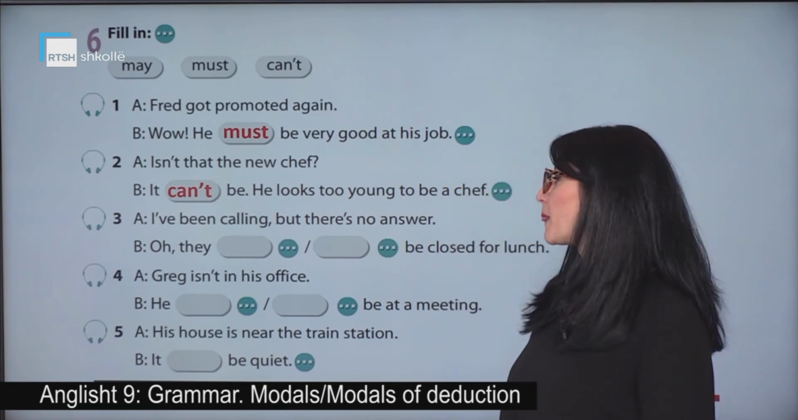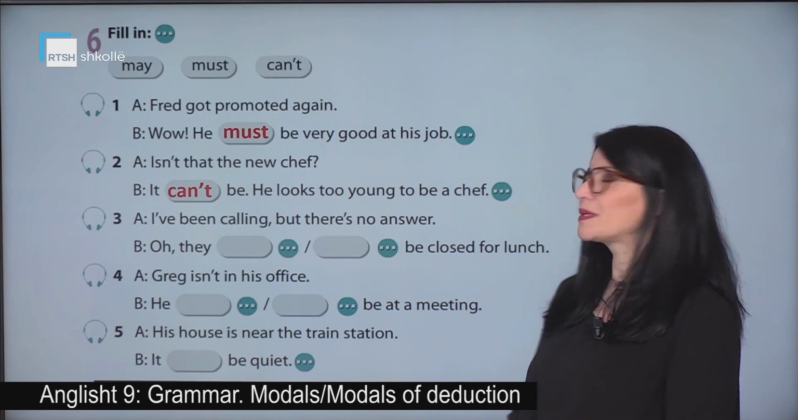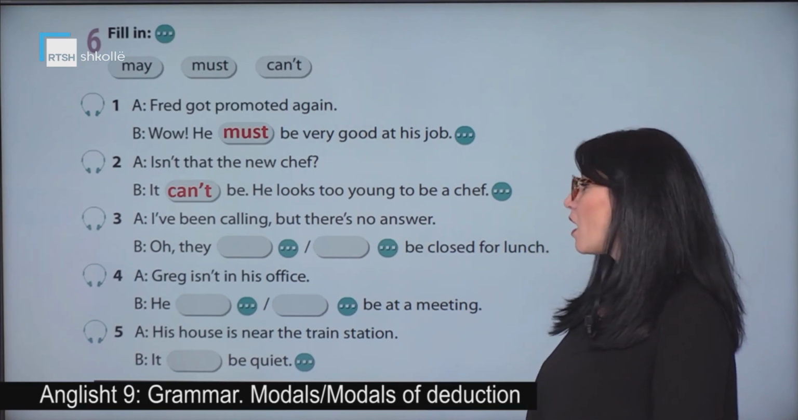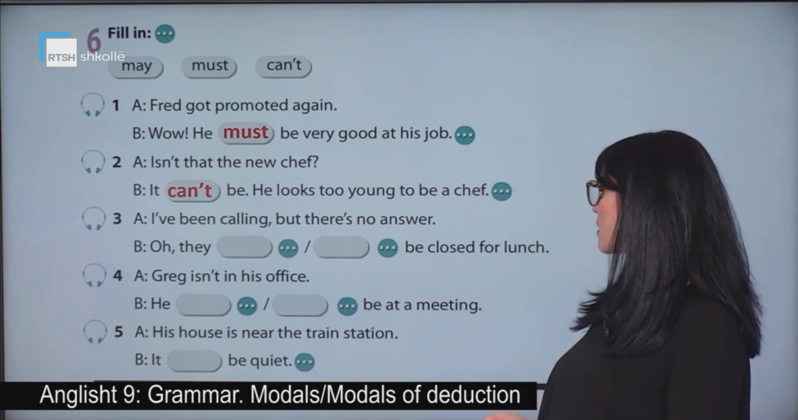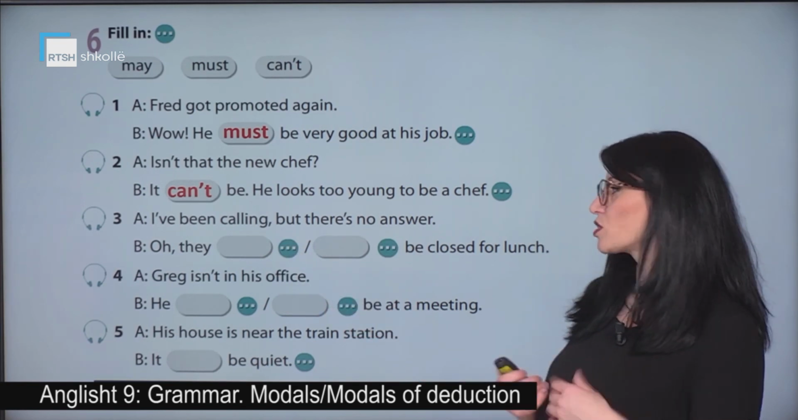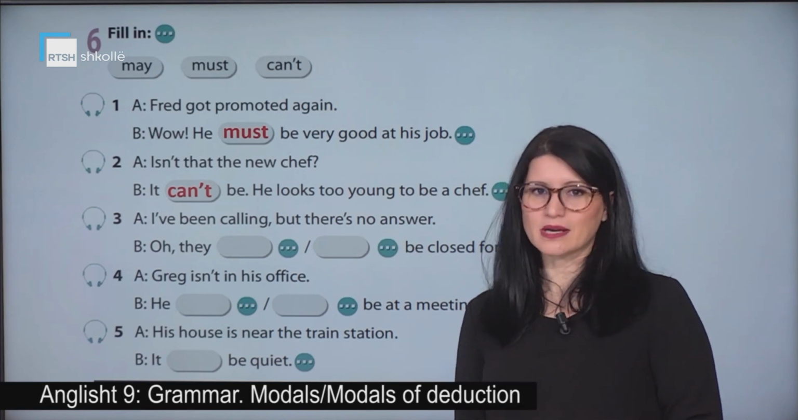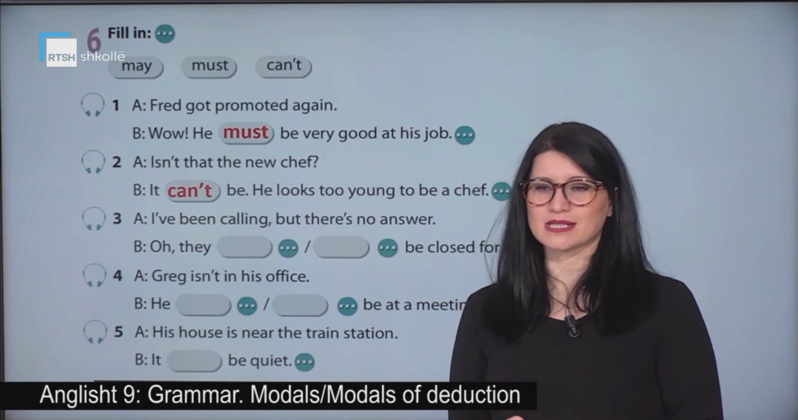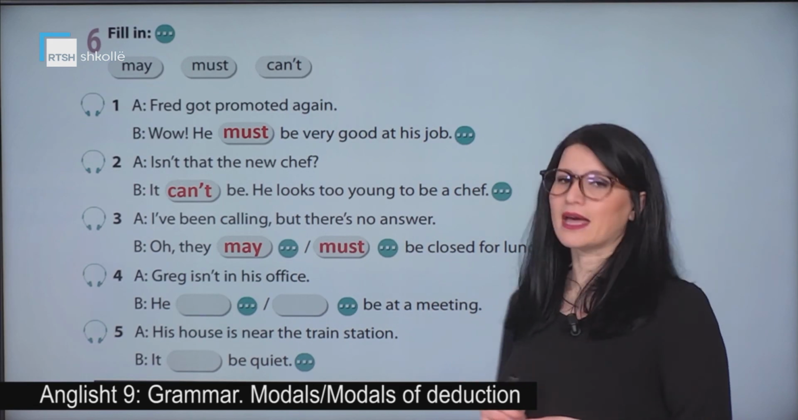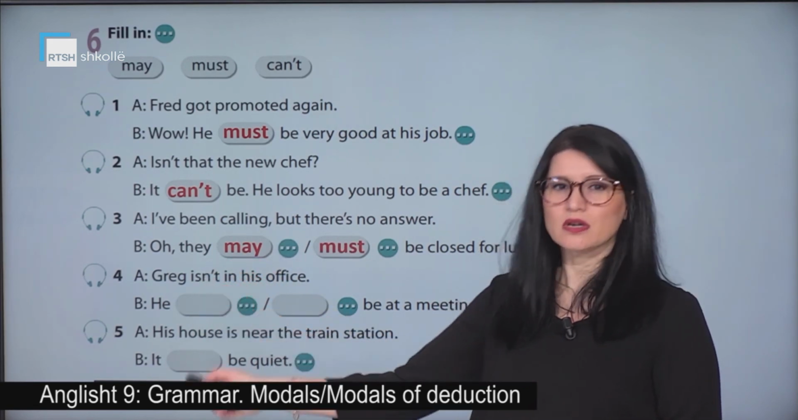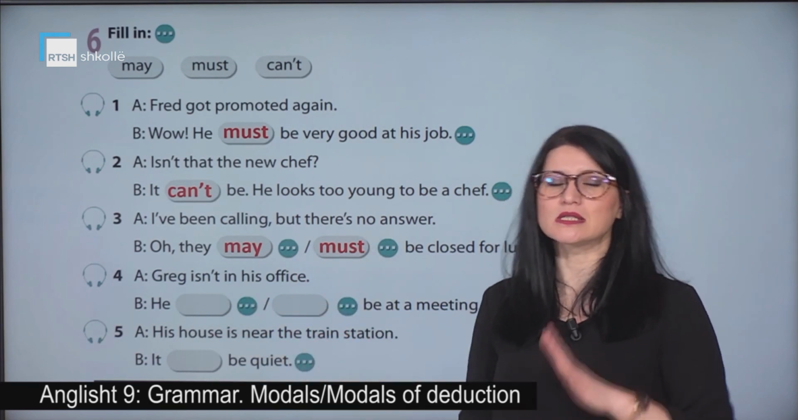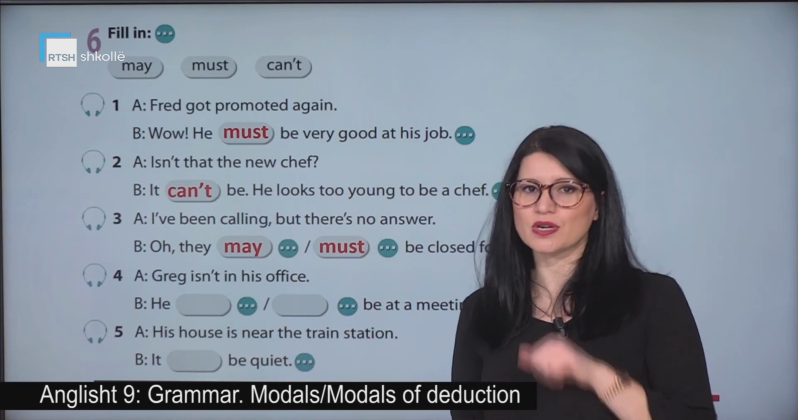Sentence number 3. I have been calling, but there is no answer. Oh, they, and there are 2 possible answers here, be closed for lunch. So what do you think? What are the modals of deduction that best fit this sentence? And it is may and must. It is possible, this person is 50% sure, or must, this person is 90 to 100% sure that they must be out for lunch.